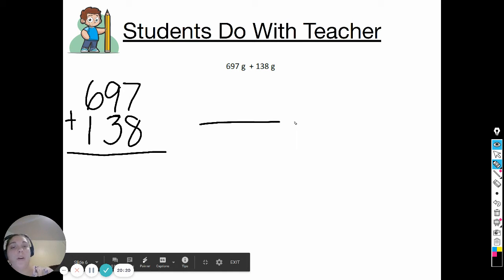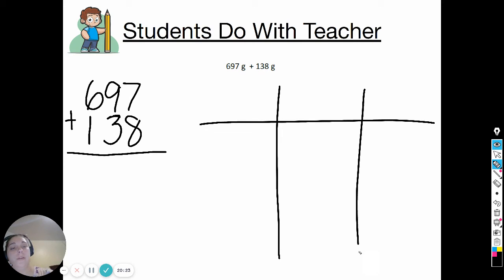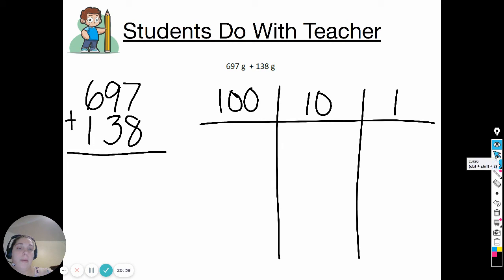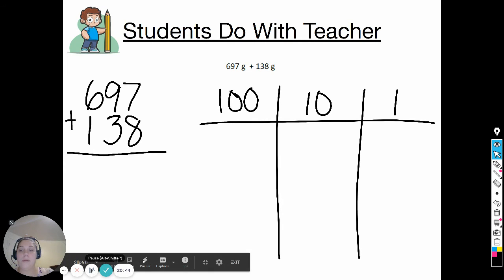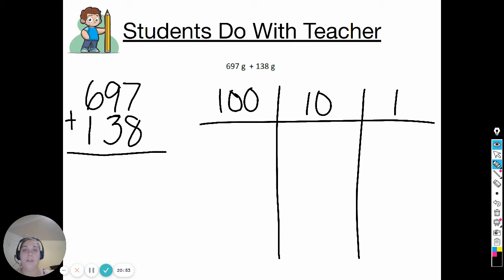Then we're going to go ahead and draw our hundreds chart. Get that ready. Give you just a little bit longer to make sure you have that set up and ready so we can start drawing our numbers.